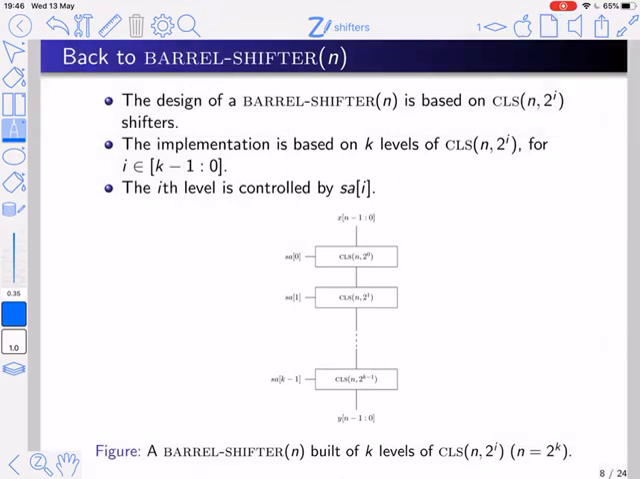Good. If we go back to the implementation of the barrel shifter, the design of the barrel shifter is based on cascading CLS circuits. So we will have k levels, one for every bit of the shift amount. The first level is fed by SA0, the second one by SA1, until the last one, which is fed by SA k-1. You take x, and then you either shift it by one position or not, depending on the value of SA0. The result is then shifted by two positions or not, depending on the value of SA1, and so on and so forth, until you get y. And this is your barrel shifter of length n.